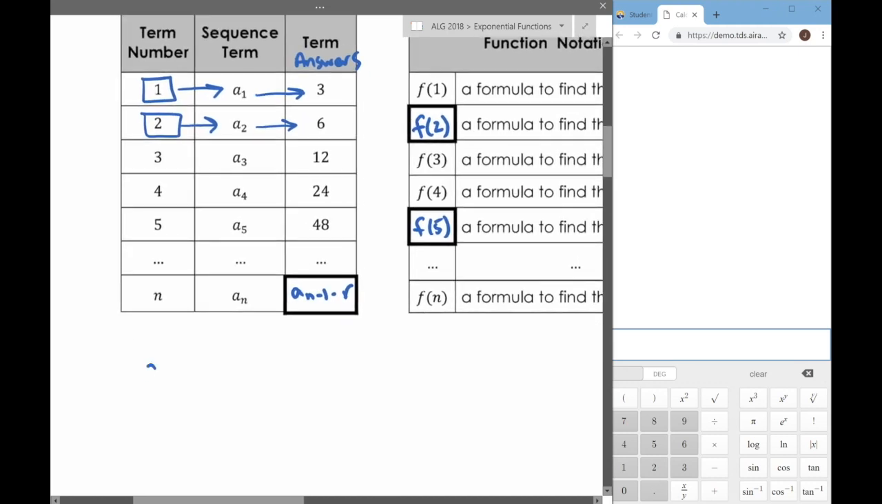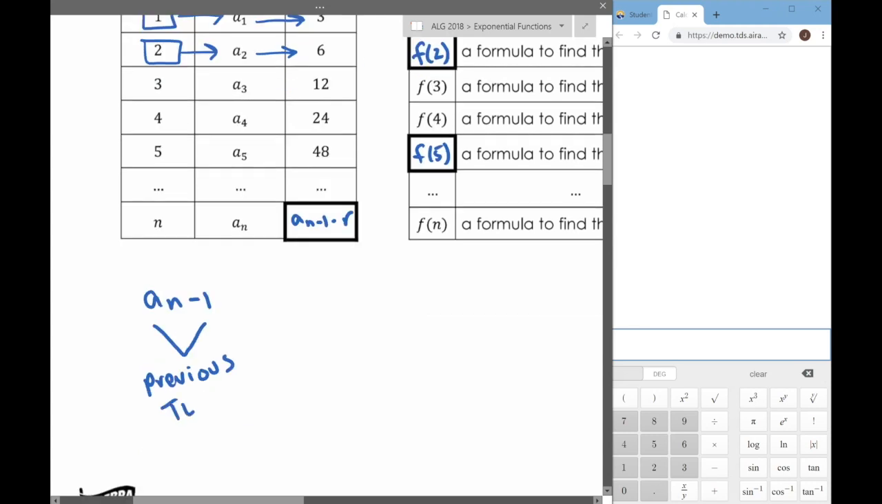So a of n minus 1 is just really taking the previous term. Okay, so you're taking your previous answer, and I can write that answer in parentheses. You're taking your previous answer and you're multiplying it to the r, which is the common ratio. And basically what that means is the number you're multiplying each time. So you're taking your previous term and you're multiplying that to the r.